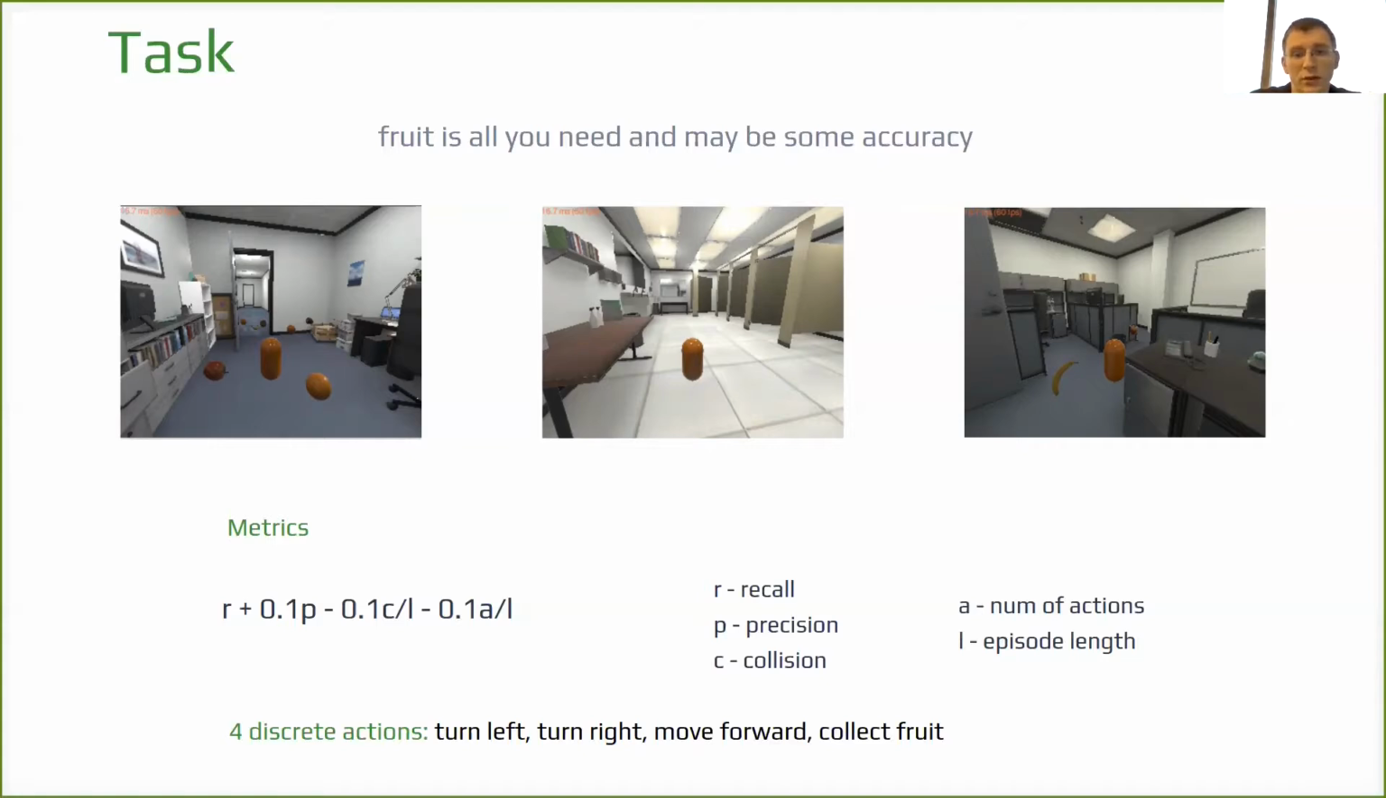On the slide, you can see the key metrics of the competition. It consists of a weighted sum of 4 components. First, recall. It's the percent of collected fruit. Second, precision. It's the percent of successful collect actions. Third and fourth, collisions and actions. They are both divided by the number of steps in the episode. So, the main goal is to collect all fruit in the scene.